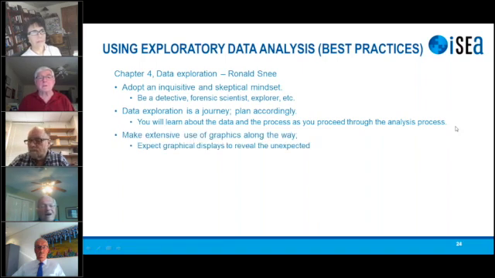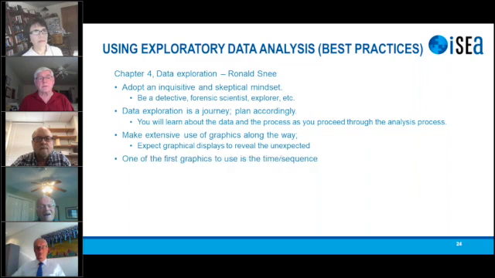Next is that you're going to be making extensive use of graphics along the way, and expect these displays, as we mentioned earlier, to reveal the unexpected. The next point is one of the first graphics to use, as I mentioned just a moment ago, the whole idea of a time or sequence plot. Almost all data are collected in some type of time or sequence, and by plotting it versus time, you're going to identify important points.